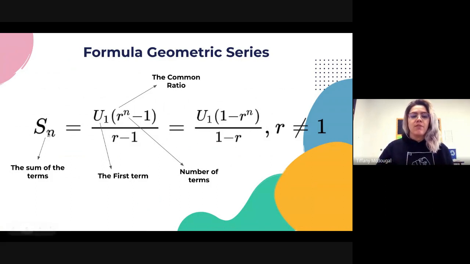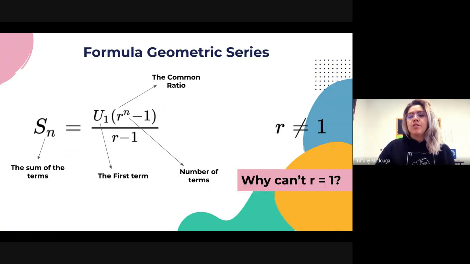So you can see here we have Sn, that is the sum of terms. U1 is still the first term, r is still the common ratio, and n is still the number of terms. And then you can see that that is the first half of the formula. The second half of the formula is the exact same as the first half, but you can see that the 1 and the r to the n just switch places. It's just letting you know that it doesn't matter which way you write it. You will end up with the same answer either way. So I like to just ignore that part of the formula and just use this first half over and over again.